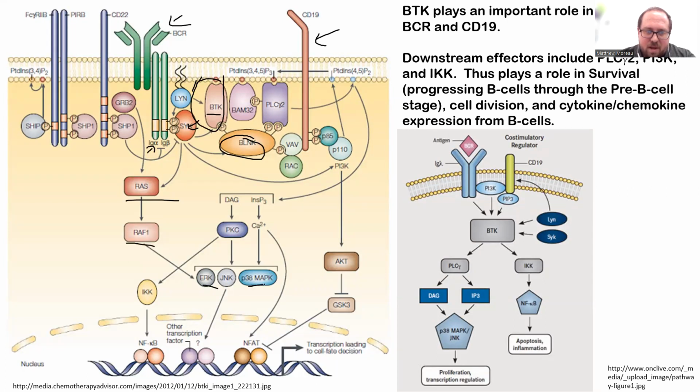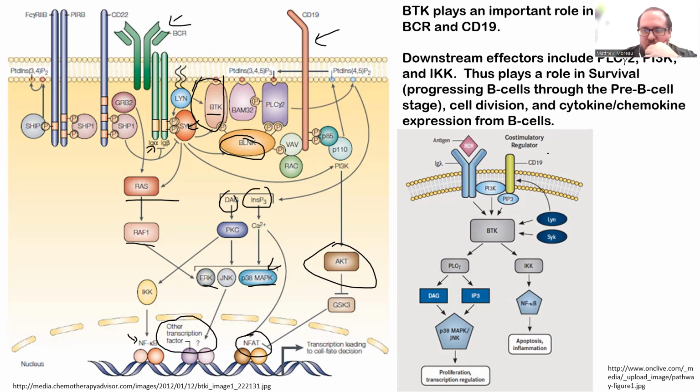So this is the MAP kinase pathway, as well as the DAG IP3 network, again, which activates MAP kinase and AKT, which all play an important role in expression of things like NFAT, transcription factors related to B cell development, as well as NF-kappa B, because of what we've seen before. So here's another look at it.